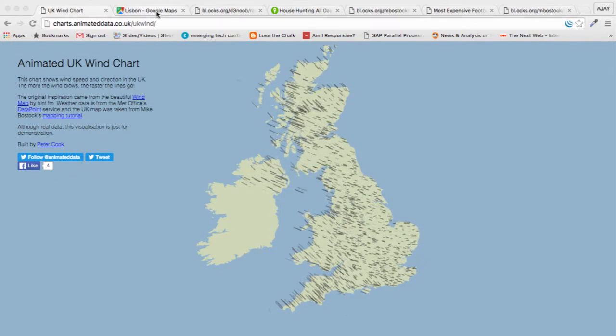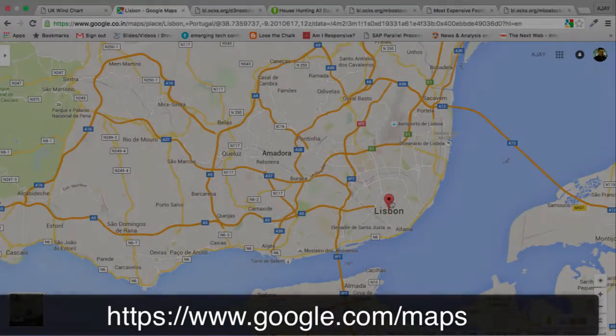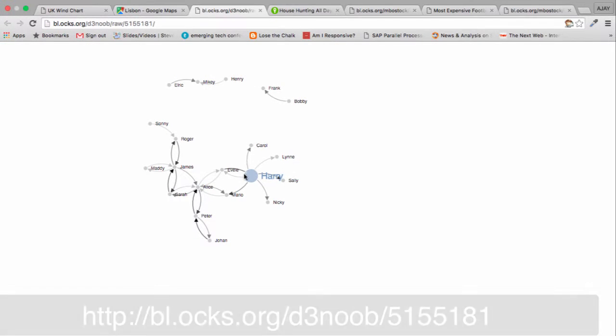And you might also have used Google Maps. Google Maps are wonderful. You can also find some custom maps online, or you can use the API of Google Maps. Now after that, there is also the network diagram.